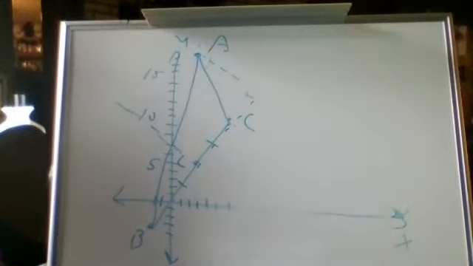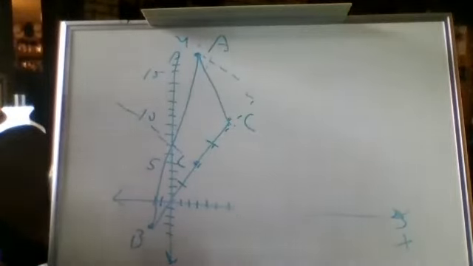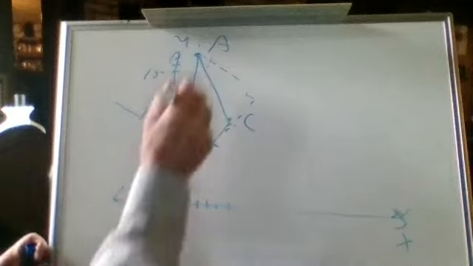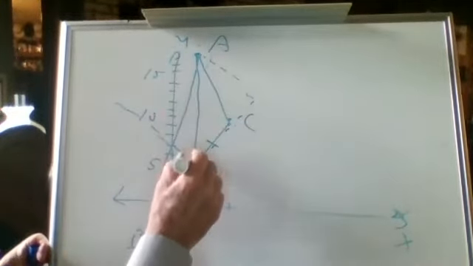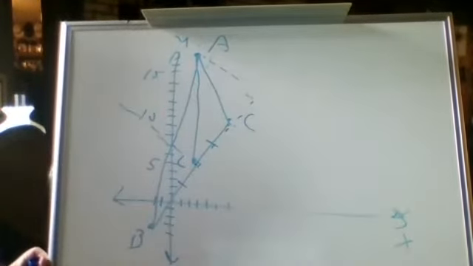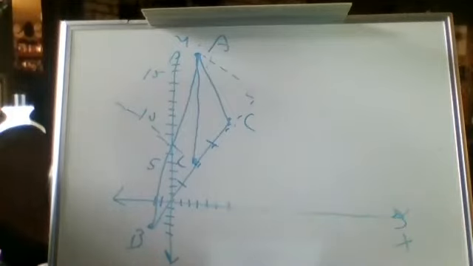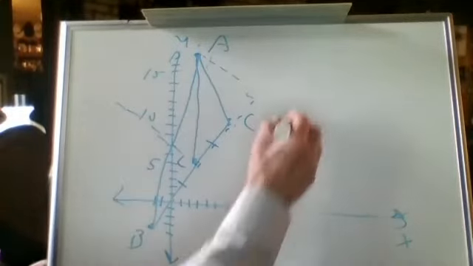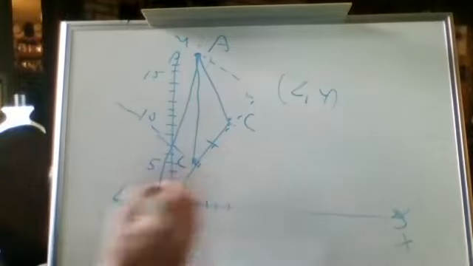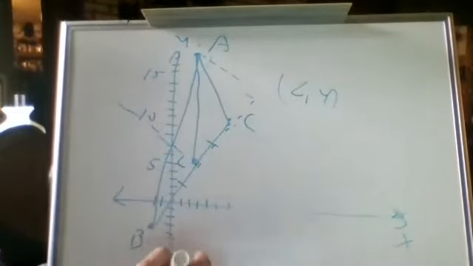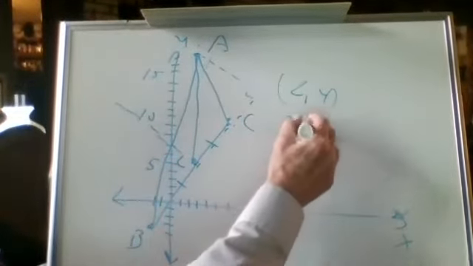All right, 21 says write the equation of the line containing the median from point A to segment BC. Okay, so the median goes from here to the midpoint. We already know the midpoint. We found it in the previous problem. I remember the midpoint was 2 and 4, and point A is 2 and 18.